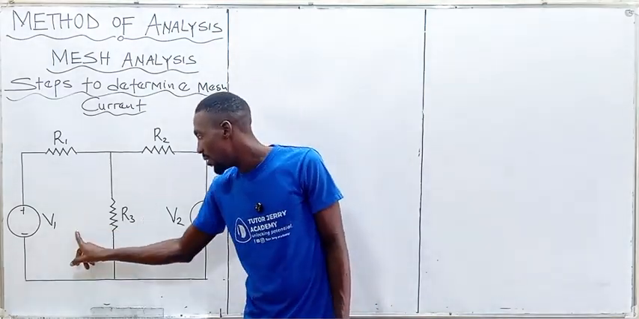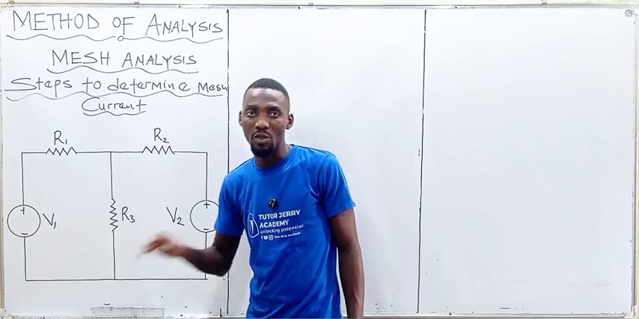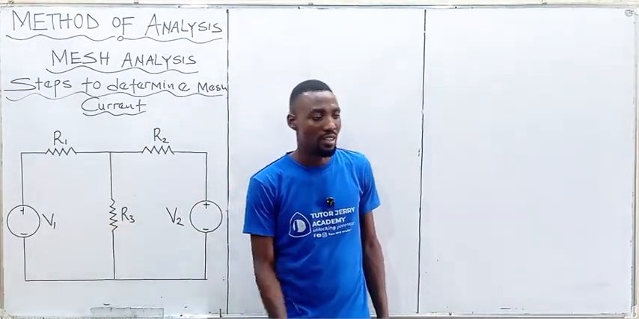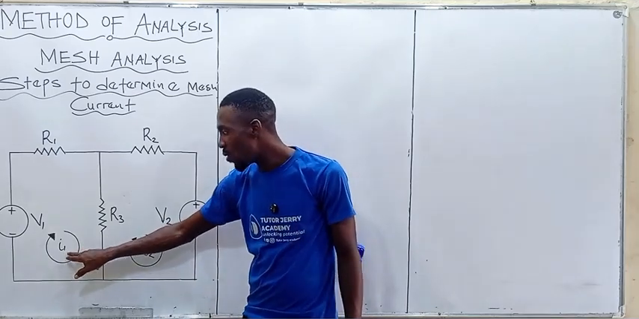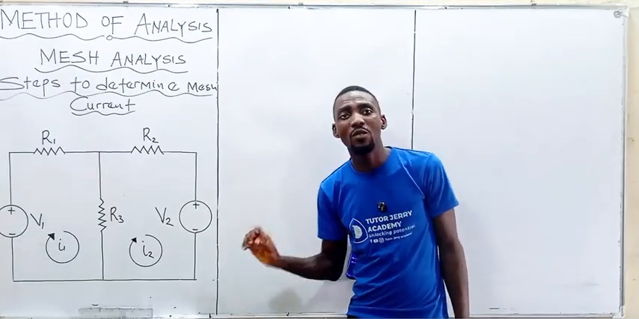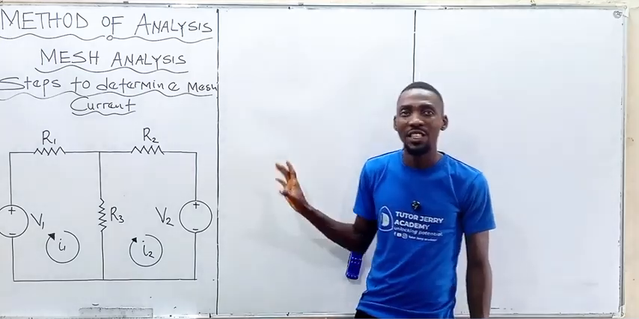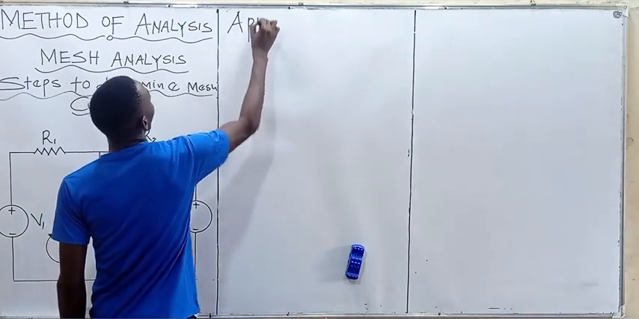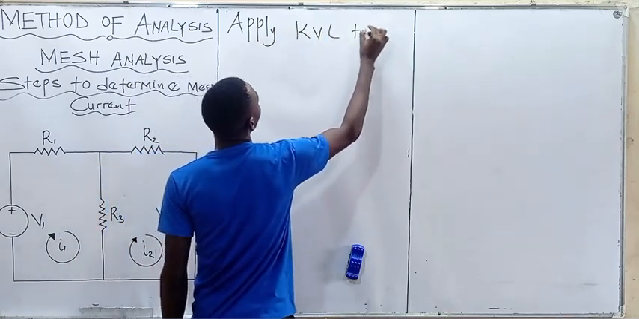So we are going to assign mesh 1 and mesh 2, and then we'll take our direction with it. Do you understand? I'm going to be doing that while I draw the direction. We have assigned I1 for mesh 1 and I2 for mesh 2. All right. So now the next thing we are going to do is to apply the KVL to each mesh. So we are going to apply KVL to mesh 1.